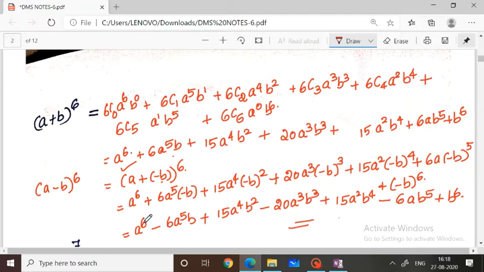See here, that the only difference is when this symbol is negative. Minus b means this step answer will get us alternately positive negative.